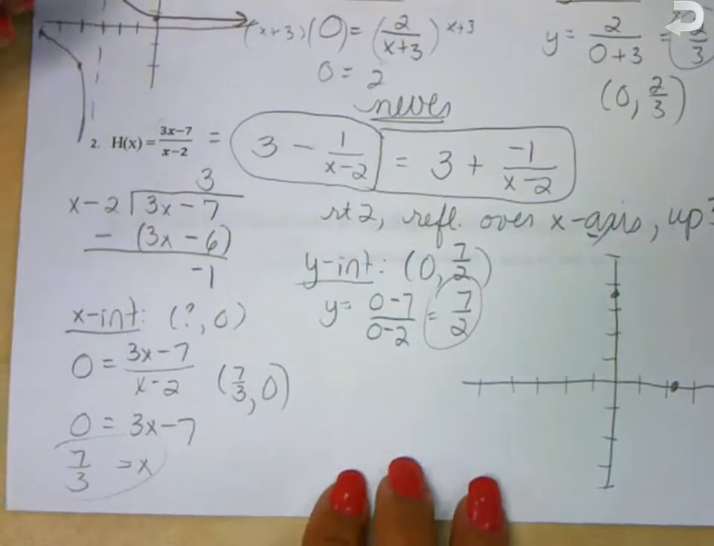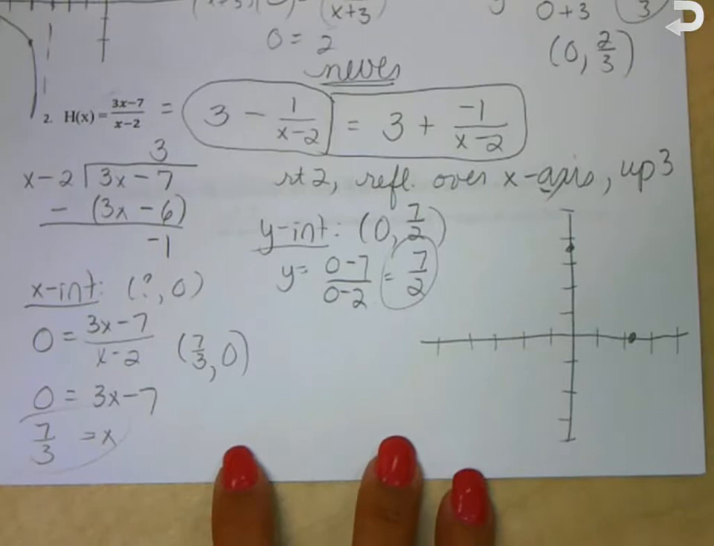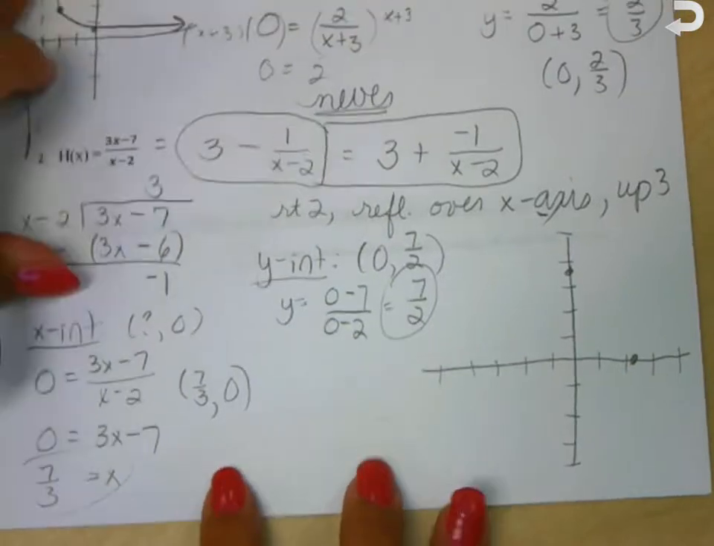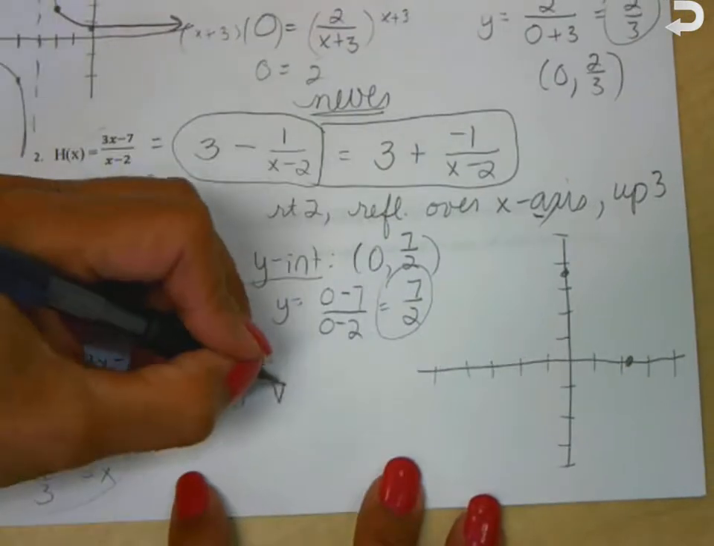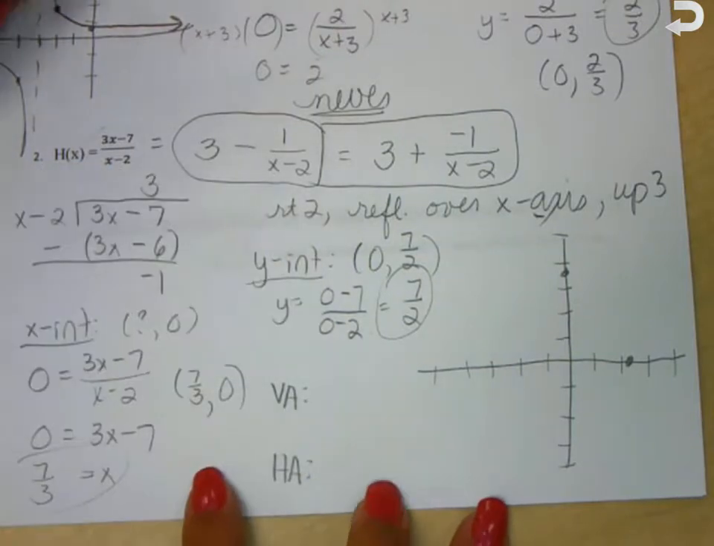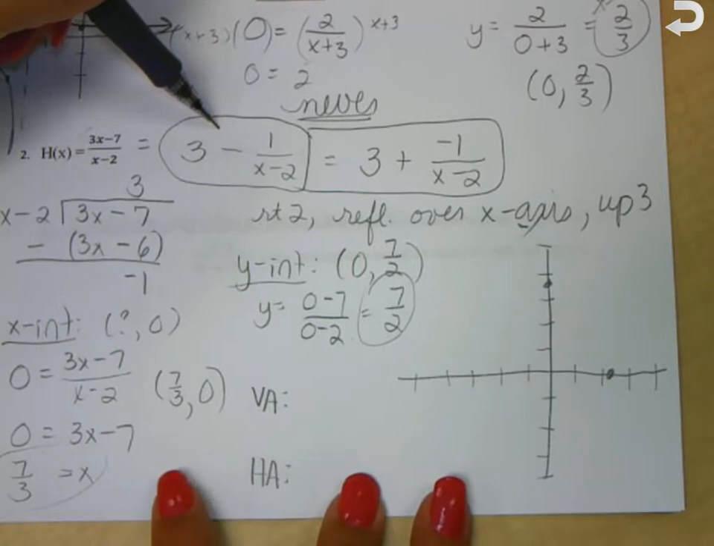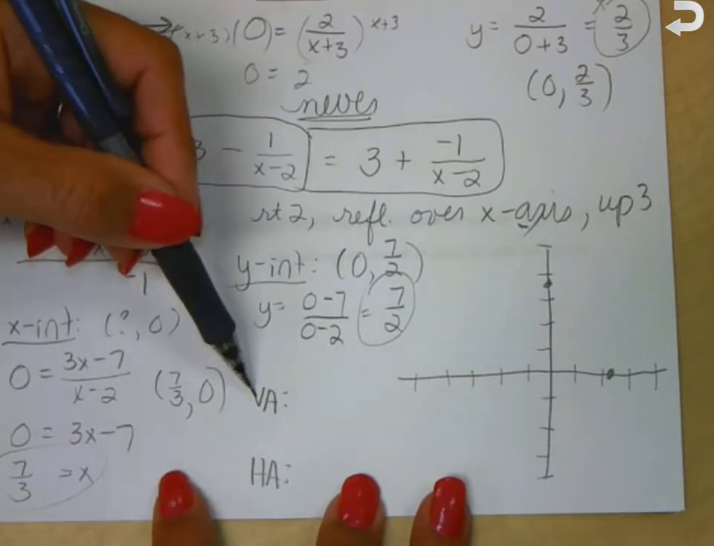So there's my y-intercept. That's the point that it will be contained for the y-intercept, and that's at 3 1/2. The y-intercept is 3 1/2. So I plotted that point as well. Okay, now I know when I graph my graph, I have to have those points contained in the graph. Now let's get to our asymptotes.